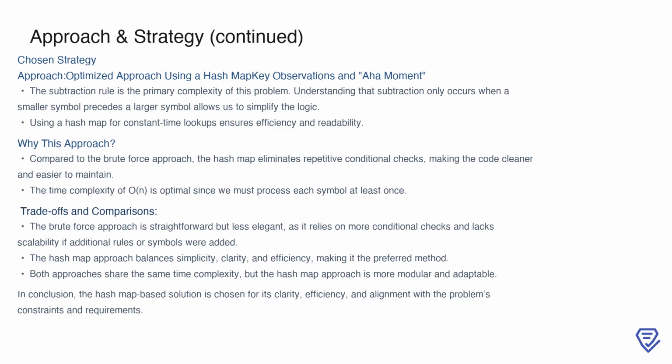By leveraging a hash map, we achieve constant time lookups for each symbol, ensuring that the solution is both efficient and easy to follow. This approach is preferred over the brute force method because it eliminates excessive conditional checks, resulting in cleaner and more maintainable code. While the time complexity remains O(n) for both approaches, the hash map-based solution stands out for its modularity and adaptability, especially if the problem were to expand with additional rules or symbols. In summary, the hash map approach strikes the right balance between clarity, efficiency, and alignment with the problem's constraints, making it the most effective solution for this task.